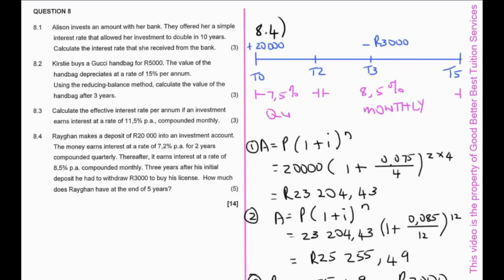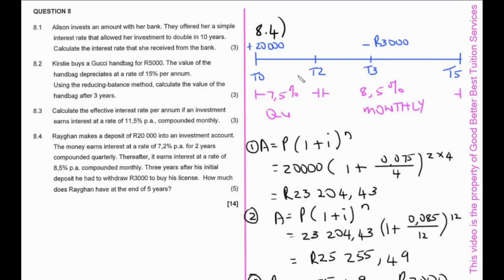8.4 is our timeline question. There's more than one way to answer this question. There is a way for us to combine the brackets, but I thought it would be easier for you to see it like this. Maybe it makes more sense to you like this, and you should still get your full marks, provided you filled in all of your information. So, a deposit was made of 20,000 Rand. That happens at T0, right? Into an investment account, the money earns an interest rate of 7.2% for 2 years.